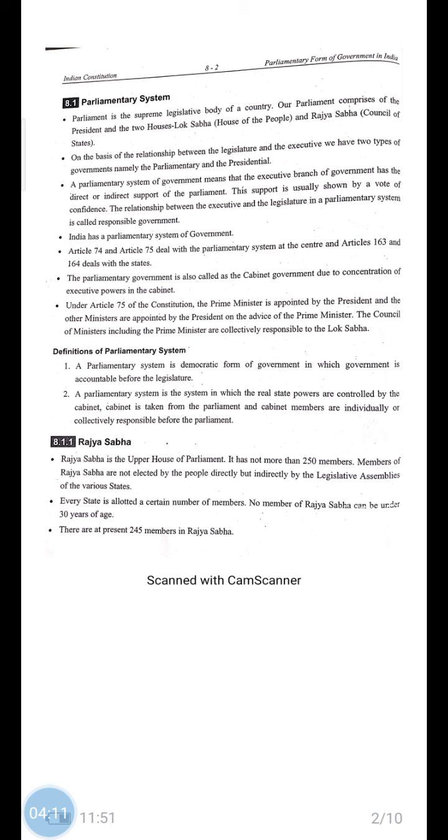Then, what is the definition of the parliamentary system? A parliamentary system is a democratic form of government in which the government is accountable before the legislature.